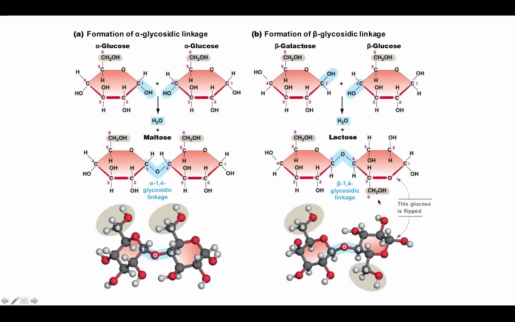So the result of this is that one glucose is flipped with respect to the other one. So here we have this carbon with its hydroxyl group pointing down below the plane of the rings. This one's pointing up, whereas in the case of maltose with the alpha glycosidic linkages, they're both on the same side of the carbon ring. Again, that's going to change the properties.